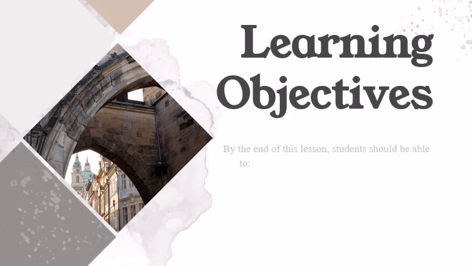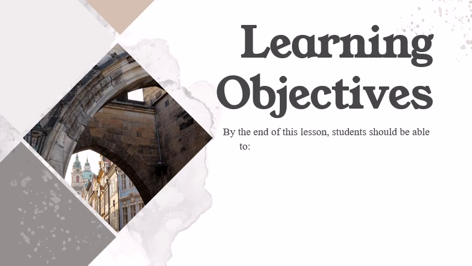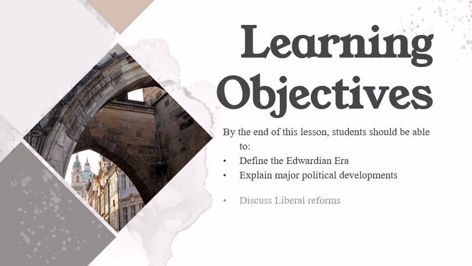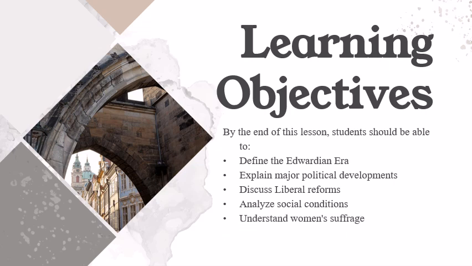By the end of this lesson, you should be able to define the Edwardian era, explain its major political and social developments, discuss the significance of liberal reforms, understand the women's suffrage movement, and evaluate Britain's role in international affairs before the First World War.